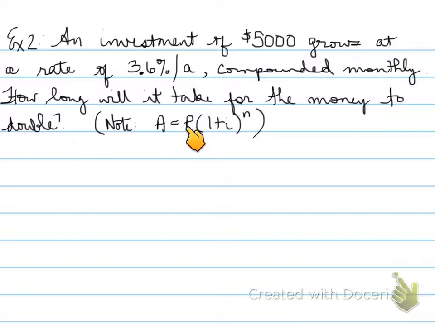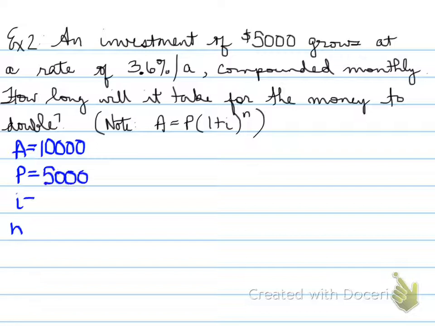What does this represent? Well, we're looking at money. This $5,000 is the original amount of money. So we have to have all the letters identified. A is the final amount. What will the final amount be, what we're looking for? Well, the final amount is going to be $10,000. The reason why is we want the money to double. So $10,000 will be the final amount. $5,000 is the original investment, so the principal that was originally invested.